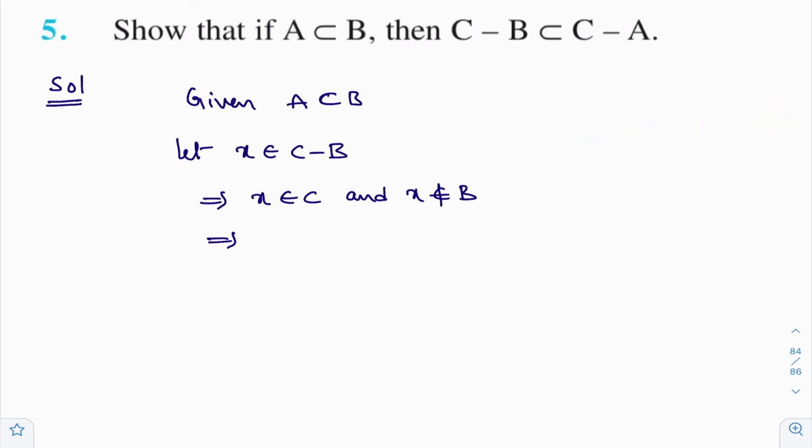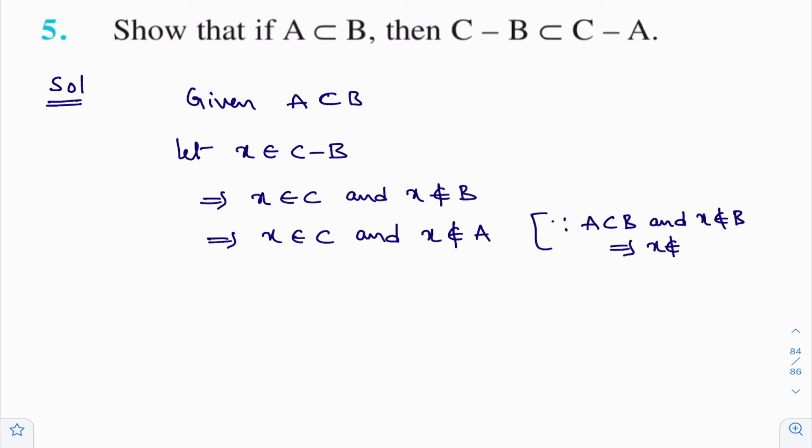So here, what can I write? x belongs to C and x does not belong to A. Since A is a subset of B and x does not belong to B, it implies x does not belong to A. We know that this result is true. We proved it in the second miscellaneous exercise, second question, last bit. So here what I got is that x belongs to C and x does not belong to A.